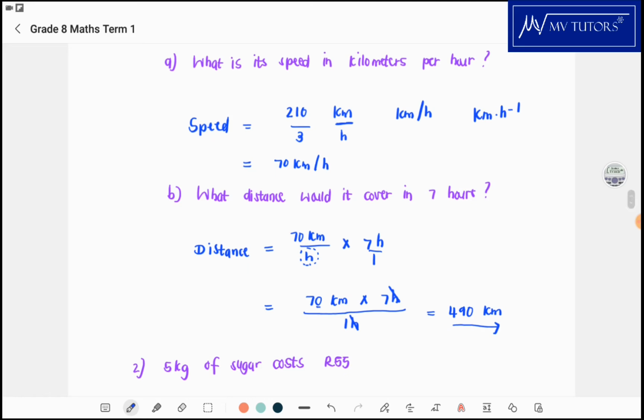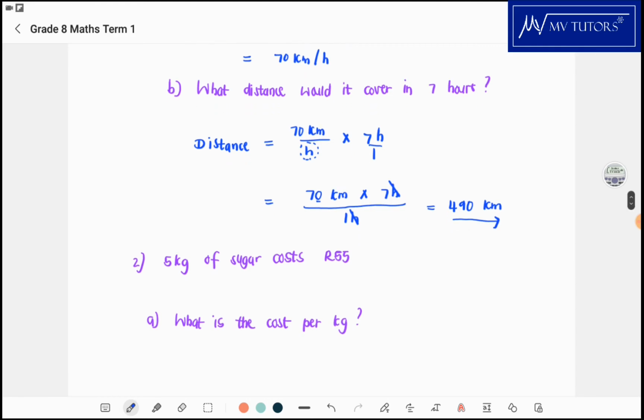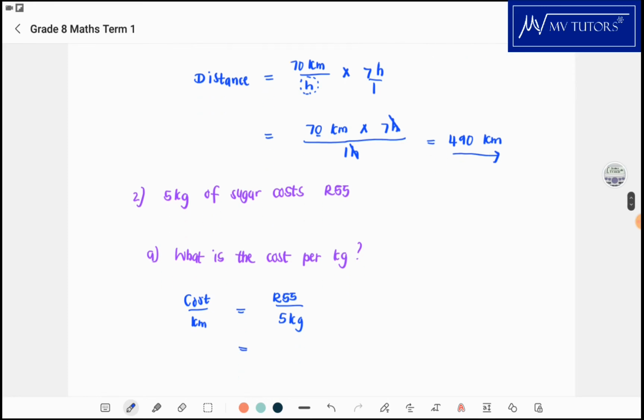Let's look at another example. 5 kilograms of sugar costs 55 rand. Now it says, what is the cost per kilogram? The cost per kilogram is equal to what? We have 55 rand, that is the cost per 5 kilograms. And if we say 55 divided by 5, that is basically 11 rand per kilogram. That is the cost per kilogram.